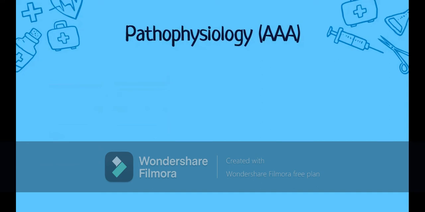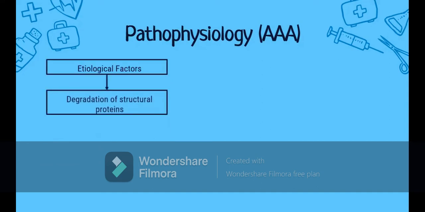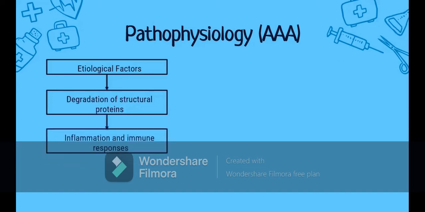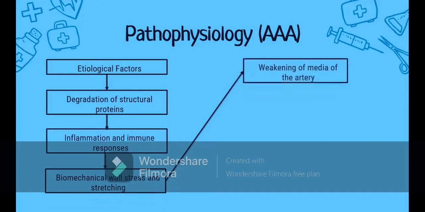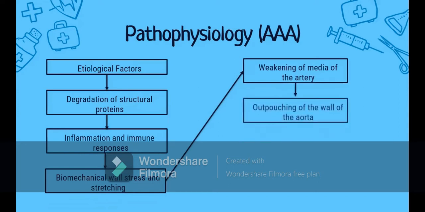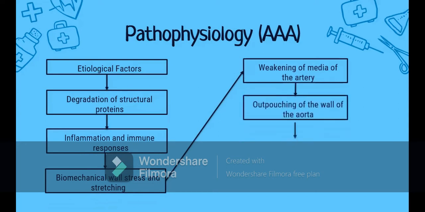Pathophysiology of abdominal aortic aneurysm. Etiological factors degrade the structural proteins, which are elastin and collagen, that cause inflammation and immune response of the body. Then the biomechanical wall stress and stretching of the inner and outer layers of the arterial wall occurs. It then weakens the middle layer or media of the artery. Then outpouching of the wall of the aorta occurs, and that forms the aneurysm.